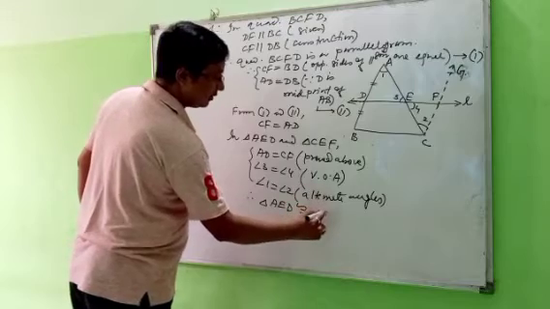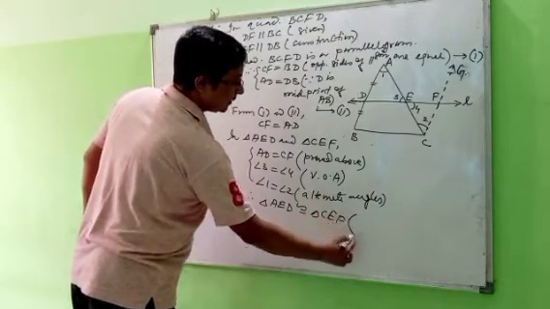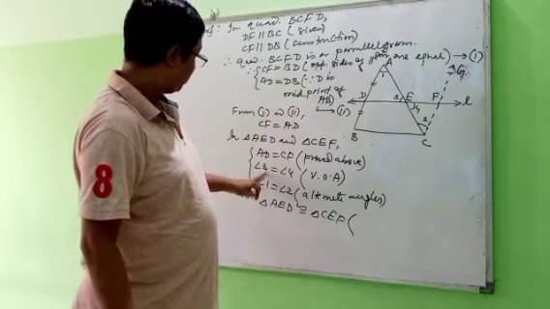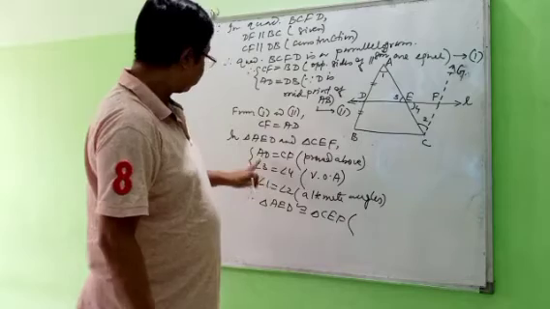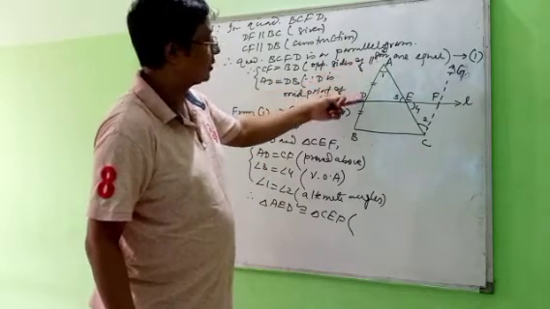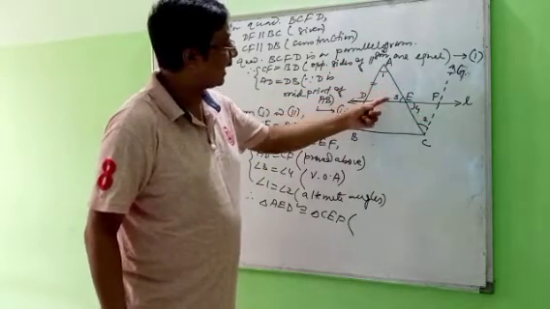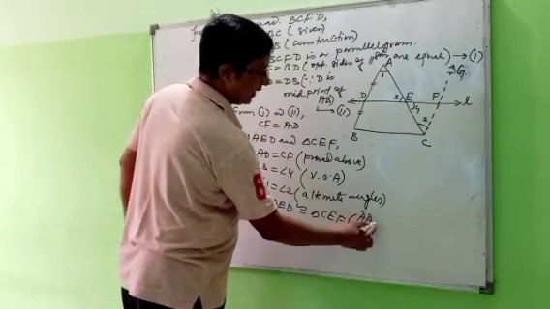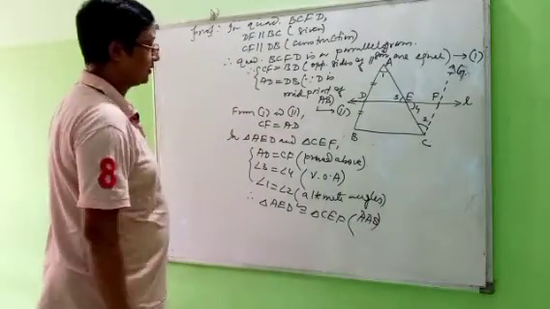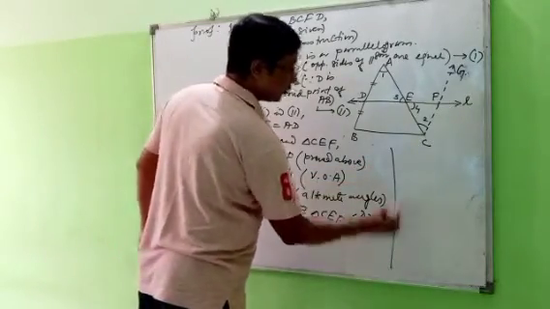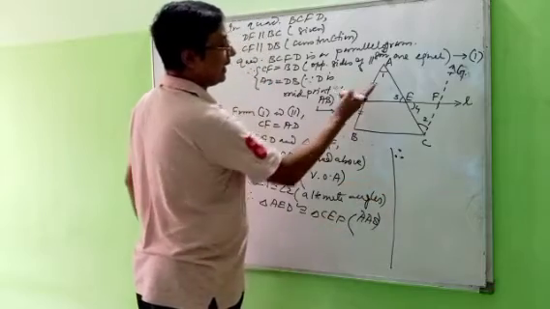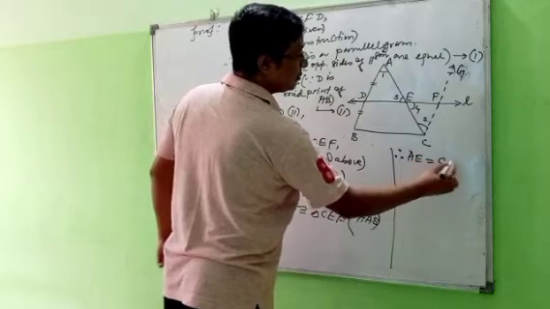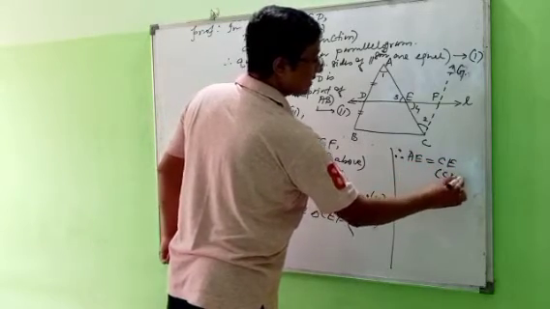is congruent to triangle CEF. You took angle 1, you took angle 3, and you took the side AD. So the two triangles are congruent by angle, angle, side, by AAS. As the triangles are congruent, therefore you get that AE is equal to CE. This one you got by CPCT.